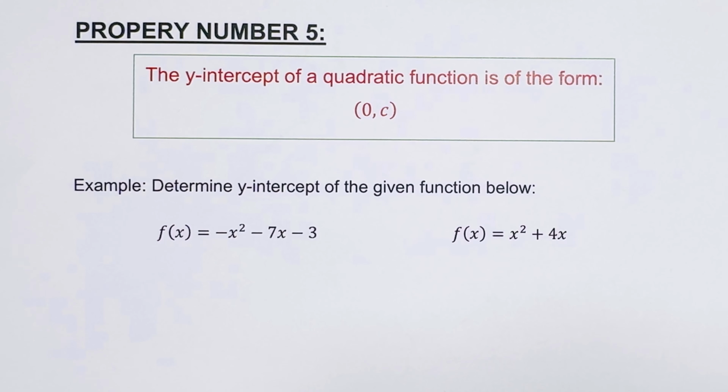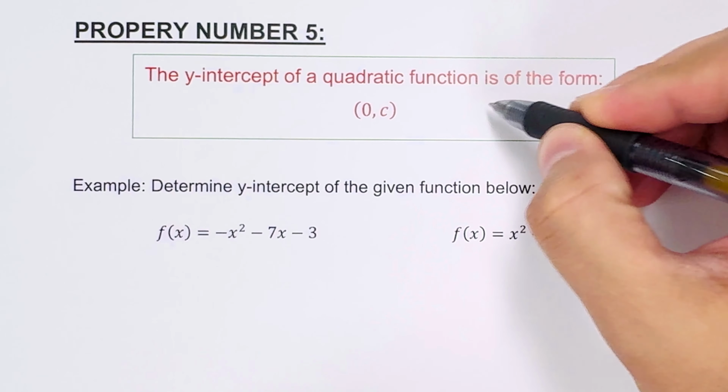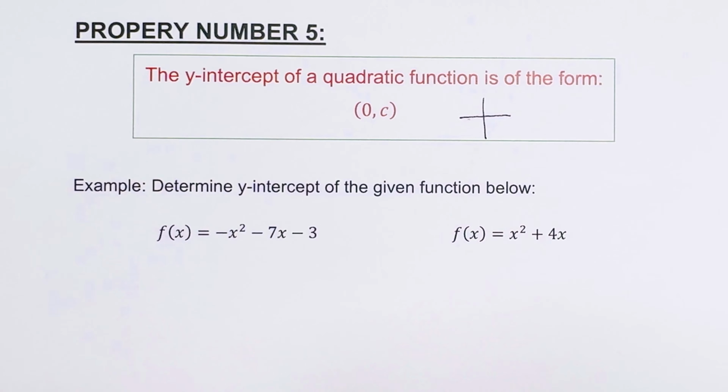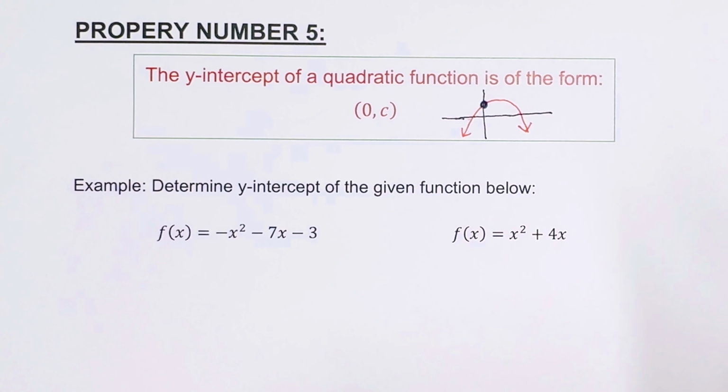Okay, property number 5 is pretty straightforward. The y-intercept of a quadratic function is of the form 0, c. So let's first define what a y-intercept is. If we have an x and y graph like this, and then we have a parabola in red, the graph of the quadratic function that looks like this. That's the x and y axis. It's right here. That's the x axis. That's the y axis. The y-intercept is where the graph touches the y-axis.